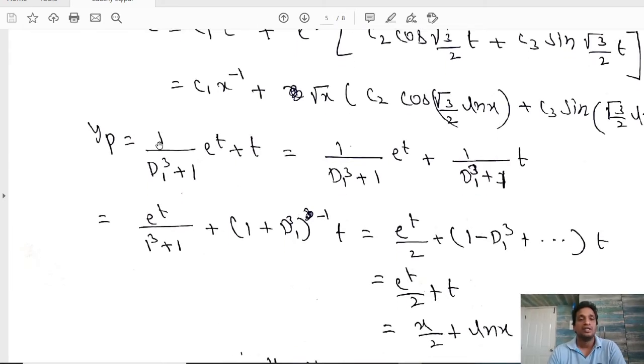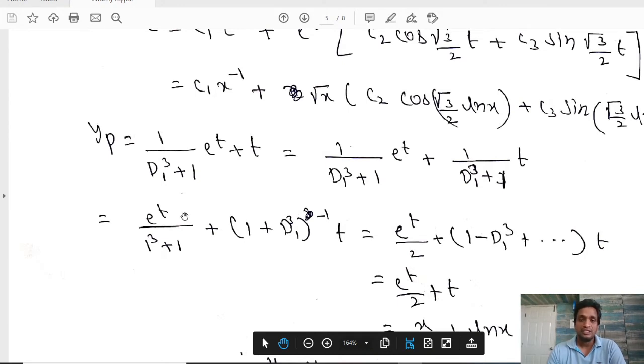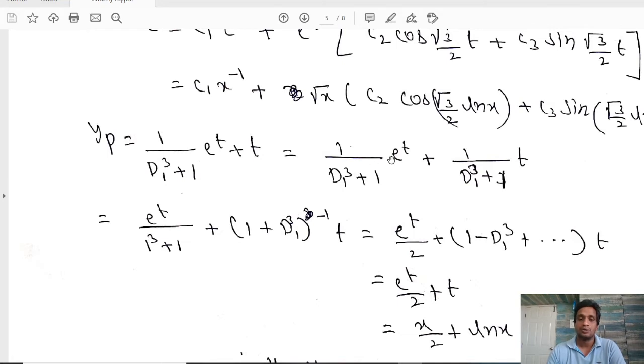Yp is equal to 1 by (D1 cube plus 1) into (e power t plus t). Here two terms are there, so we split this particular integral into two terms, sum of the two terms: 1 by (D1 cube plus 1) into e power t plus 1 by (D1 cube plus 1) into t. So see here e power t something is there. That means e power at form, I can substitute a here in place of D. Here a value is 1, so that is e power t by 1 cube plus 1.